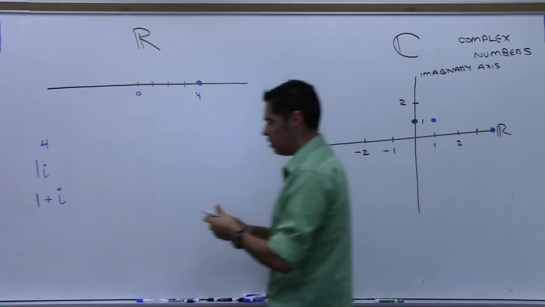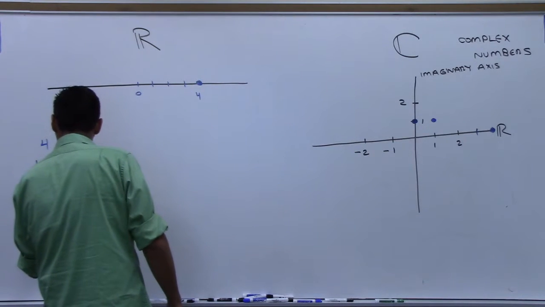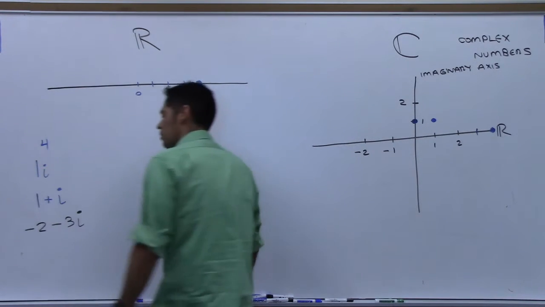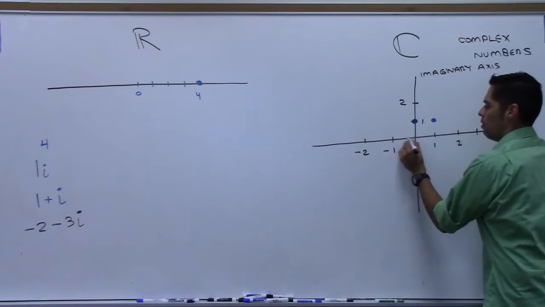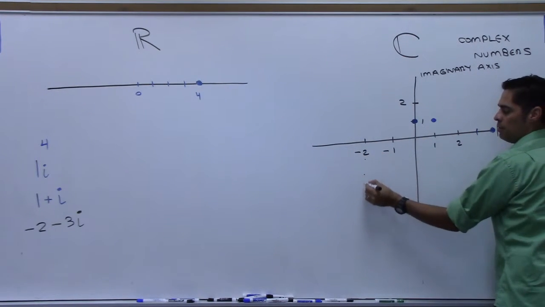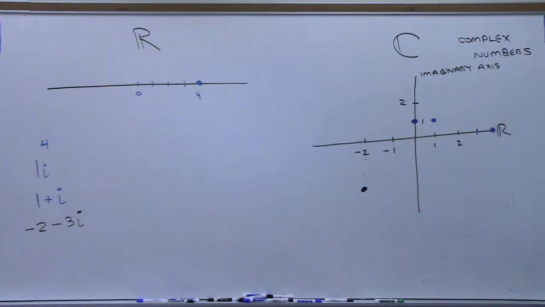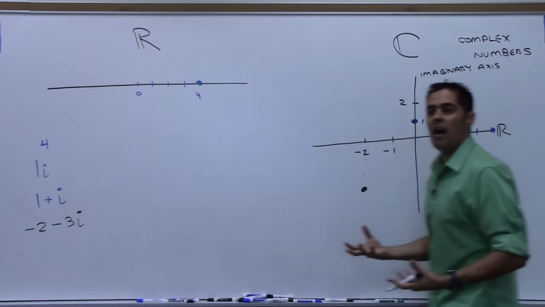Okay, so what about this one? How about -2 minus 3i? So that would be over 2, over 2, and then up. No, down. Down 1, 2, 3. Okay, very good. There it is. Yes? The complex number line, the vertical line, it just represents i. That's right. It's how many of the i's you have.